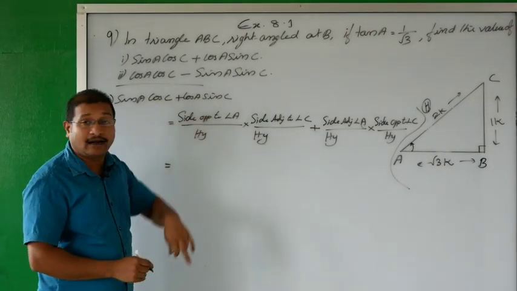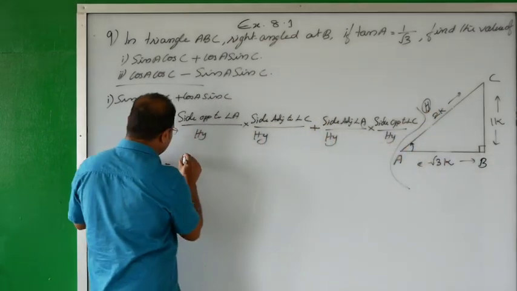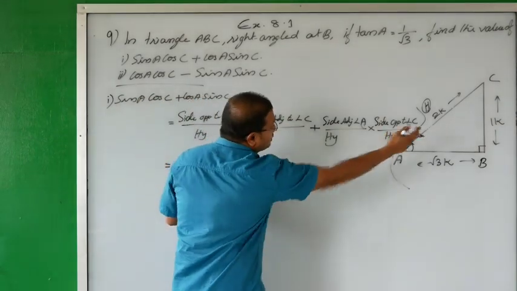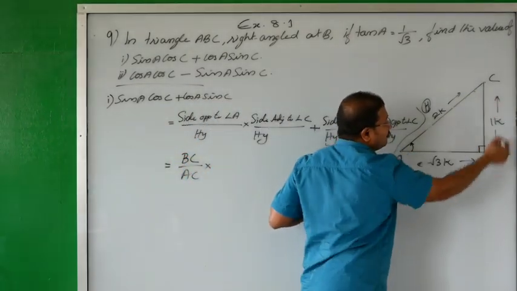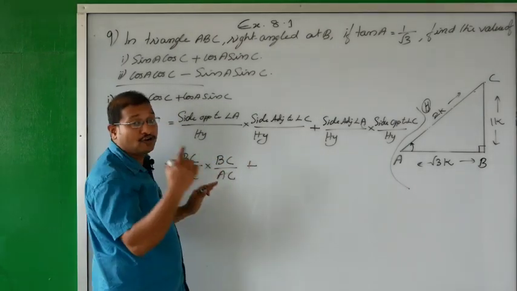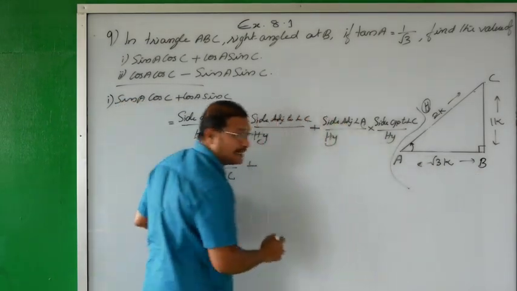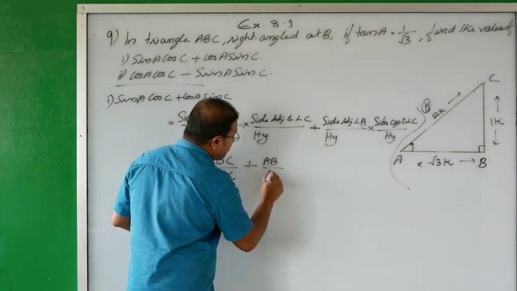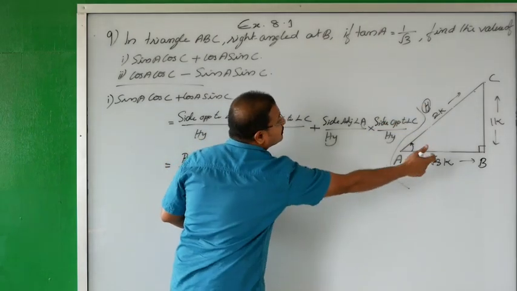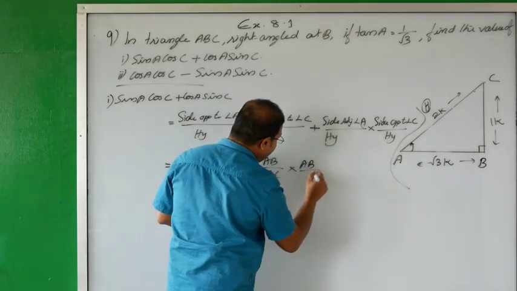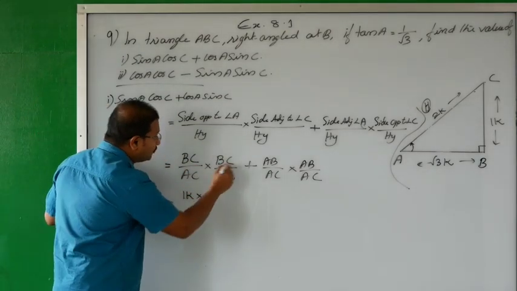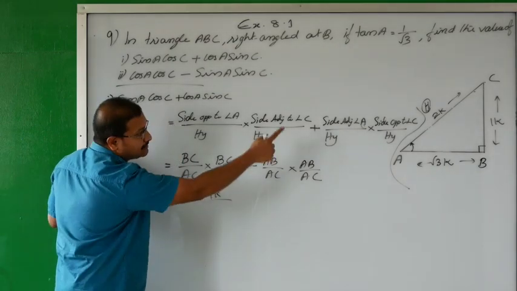equals side opposite to angle A. Side opposite to angle A means BC. So BC by hypotenuse AC into side adjacent to angle C. What is that? BC. BC by hypotenuse AC plus side adjacent to angle A. What is that? AB. AB by hypotenuse AC into side opposite to angle C, which is AB. AB by hypotenuse AC.